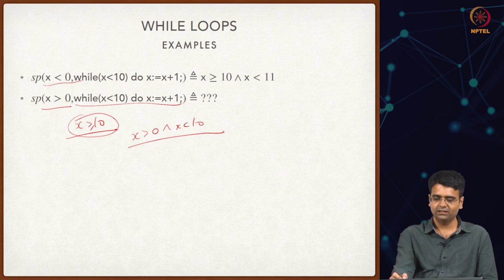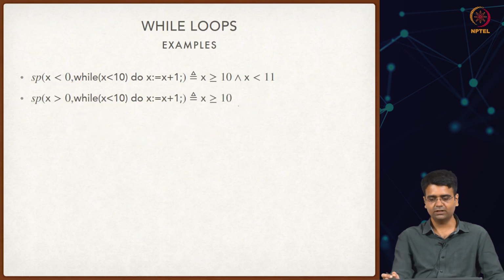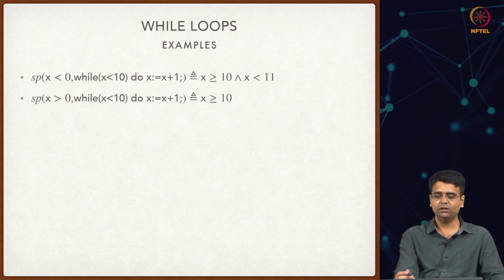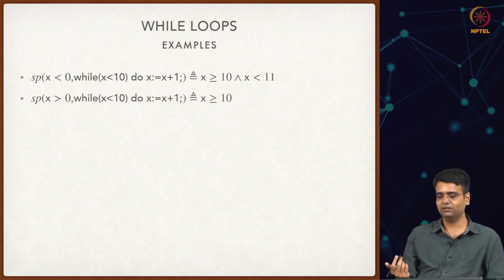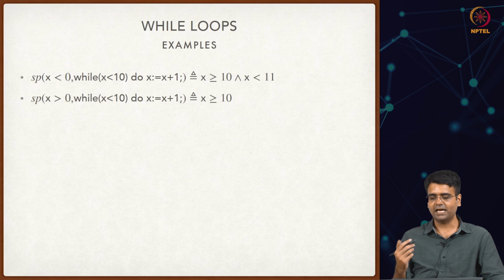So you will get again a value which is greater than or equal to 10. Therefore the final answer is x is greater than or equal to 10. In fact, you will exit out of this loop only when the value of x is greater than or equal to 10. We have reasoned about this intuitively, but again you can apply the procedure that we discussed, calculate all of those f0, f1 and so on, and then get this particular formula.